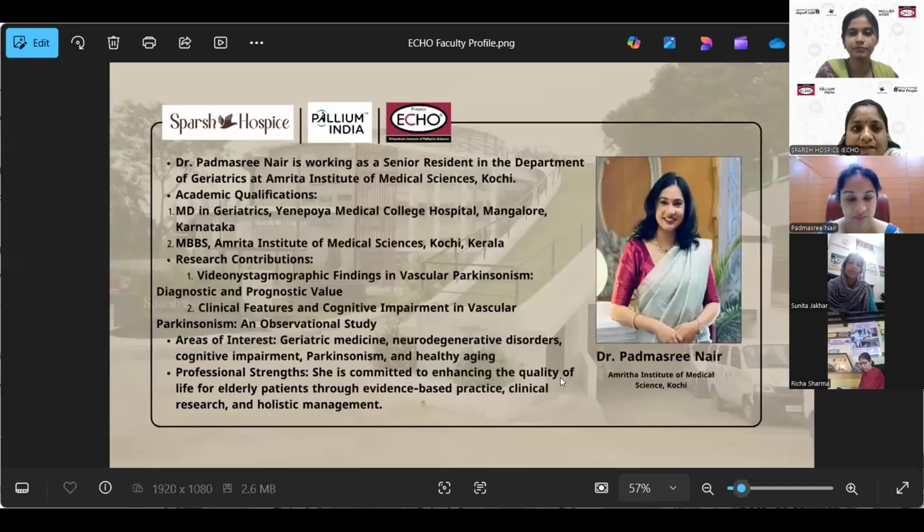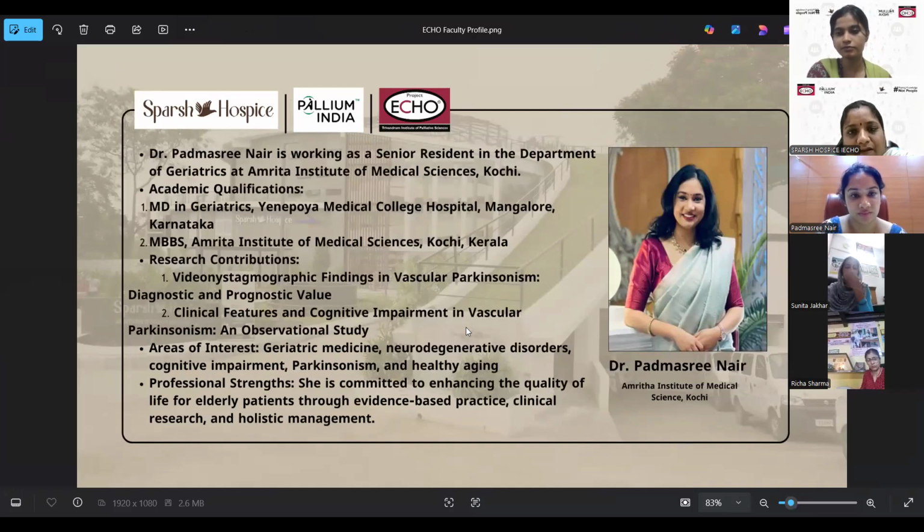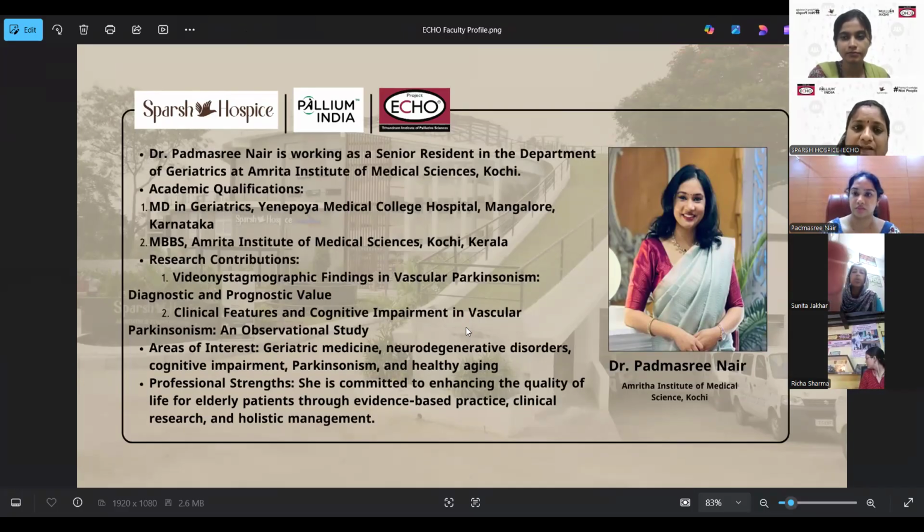She is working at Amrita Institute of Medical Sciences at Kochi, in the Department of Geriatrics. Her academic qualifications: MD in Geriatrics, and she did MBBS at Amrita Institute of Medical Sciences in Kerala. Her research contributions include video histographic findings in vascular Parkinsonism and their diagnostic and prognostic value, and clinical features and cognitive impairment in vascular Parkinsonism, an observational study. Her areas of interest in geriatric medicine are neurodegenerative disorders and cognitive impairment, Parkinsonism and healthy aging. She is committed to enhancing the quality of life for elderly patients through evidence-based practice, clinical research, and holistic management.